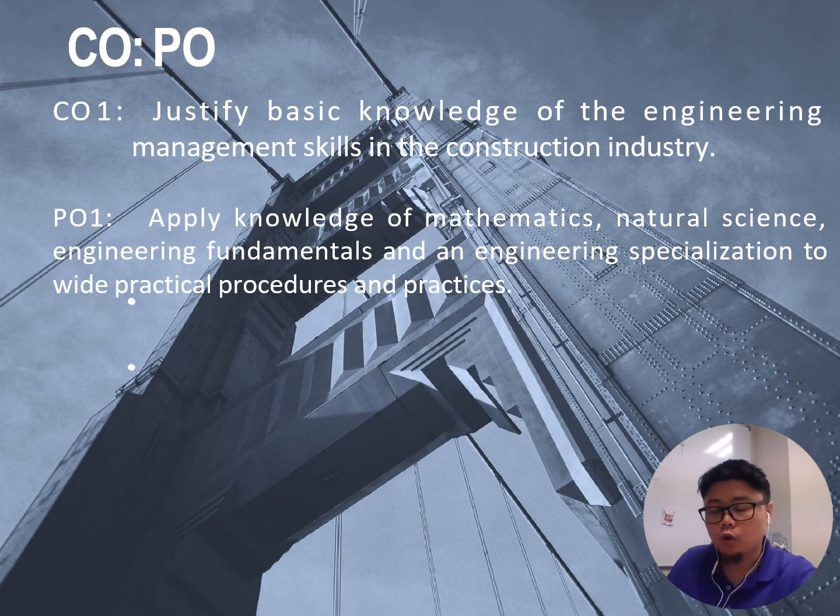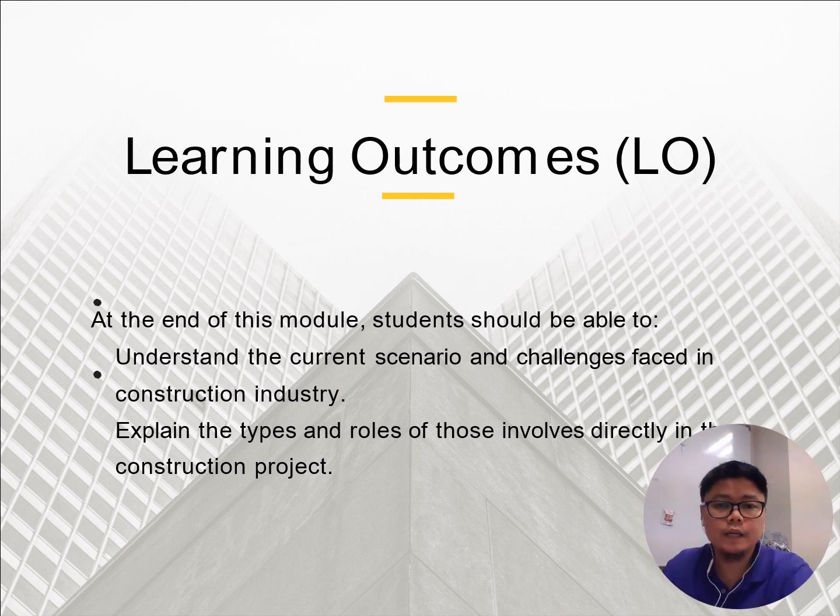Okay, now for this new topic, the CO and PO aligned with topic 2 is the same as the previous one, CO1 and PO1. So I won't go through this again. And here is the LO, learning outcome for this topic. At the end of this module, students should be able to understand the current scenario and challenges faced in construction industry and explain the types and roles of those involved directly in the construction project.